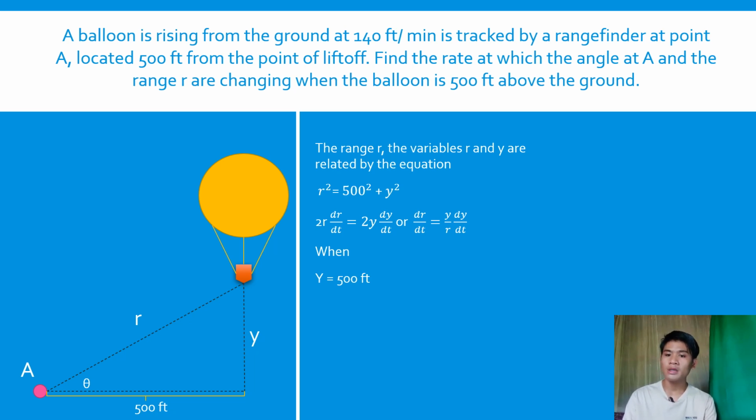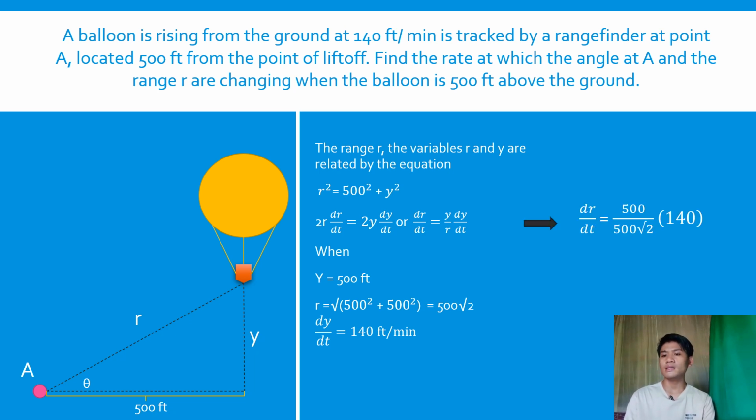So we denote that y here is equal to 500 feet, and then our r is equal to the square root of the quantity 500 squared plus 500 squared, which is 500 square root of 2, since our x, the distance from the point to the base of the balloon, is 500 feet also, and the height is also 500. So we came up with 500 square root of 2.